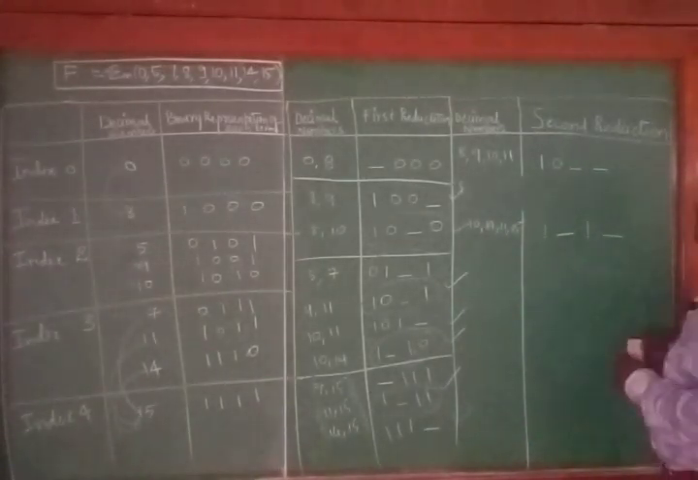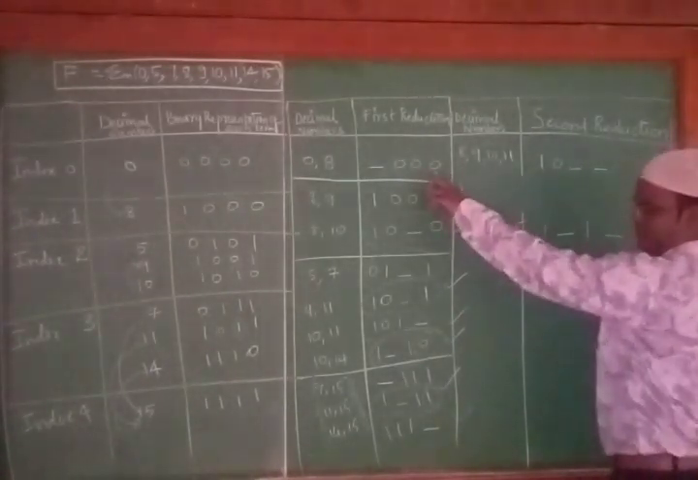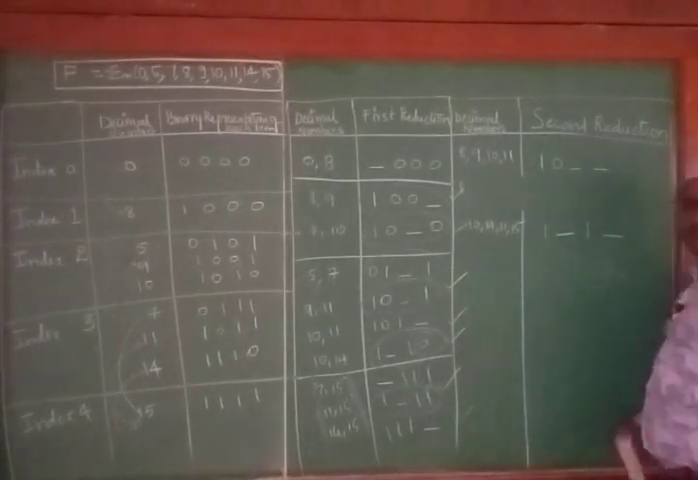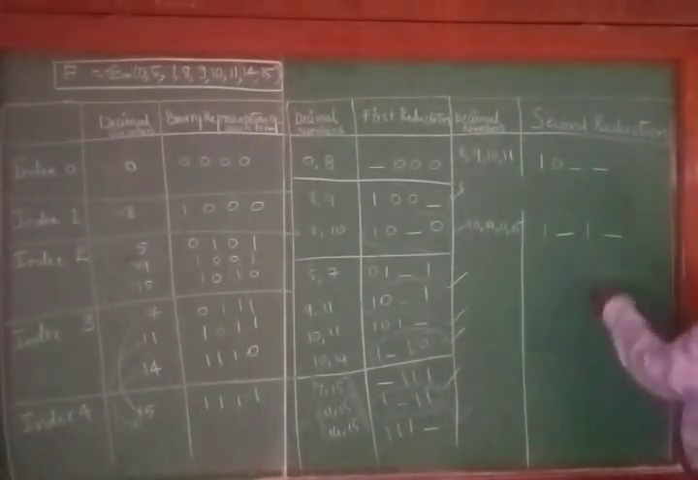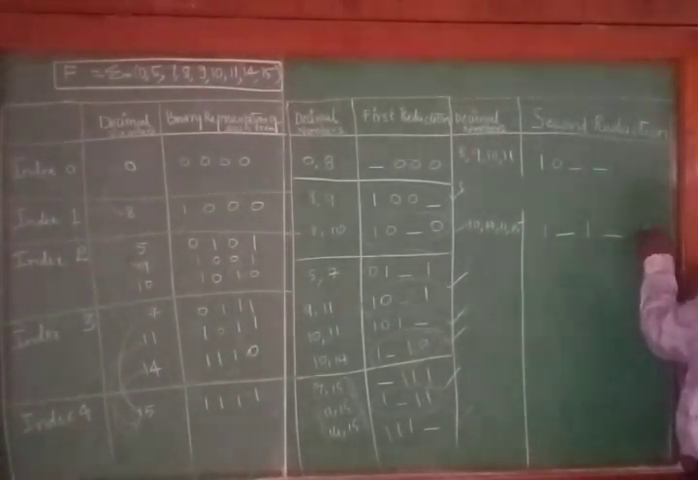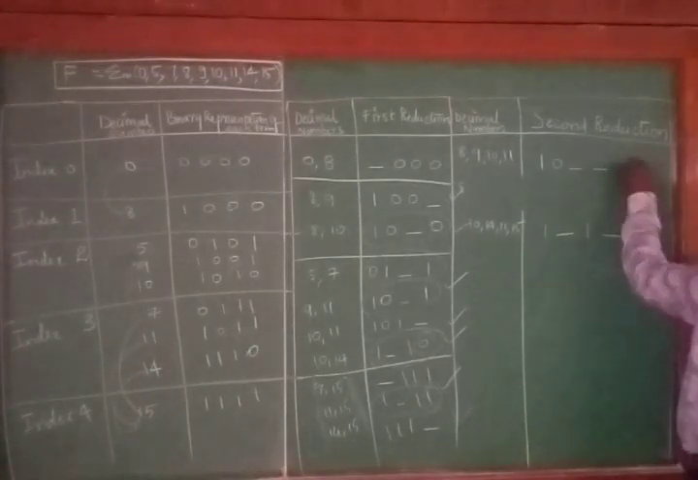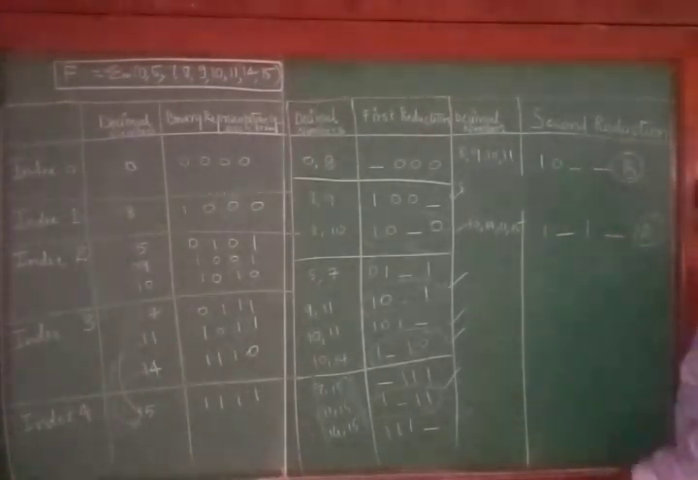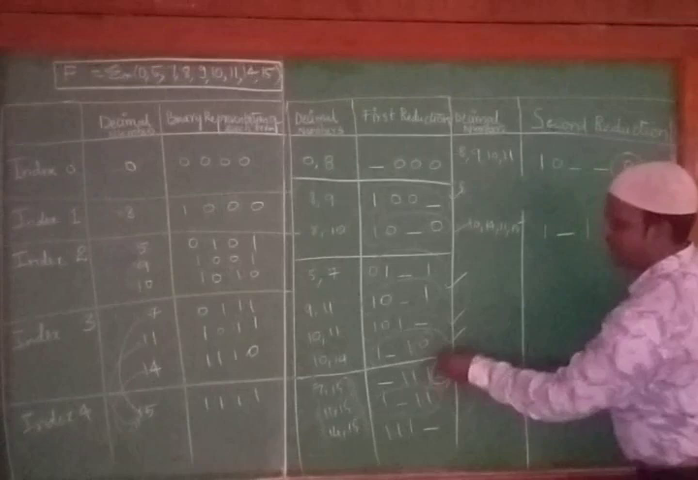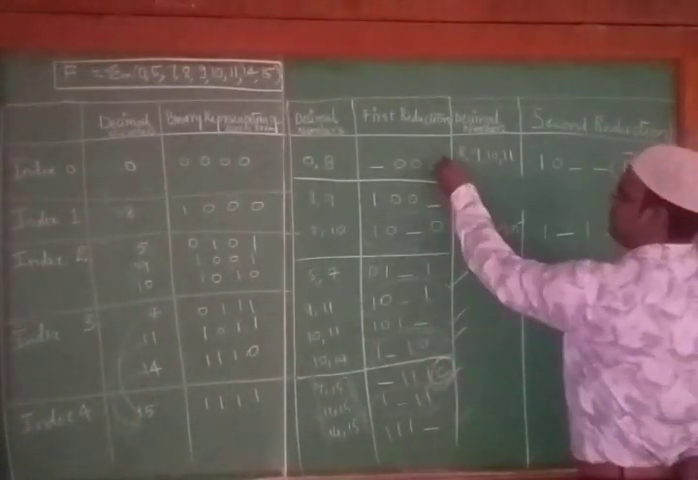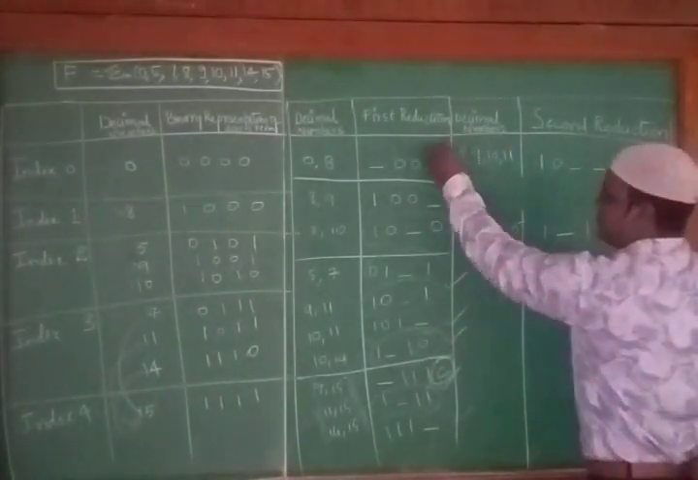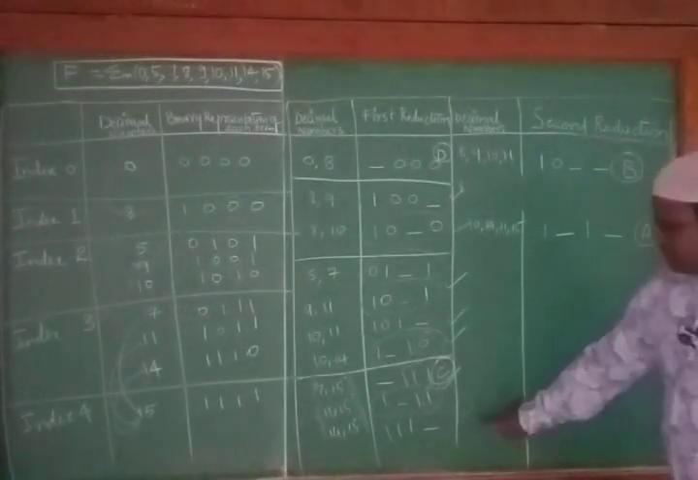So now what is left out here? This bit is left out, not possible to compare, and this bit is left out, not possible to compare. So we'll write that into some letters. We'll mention this. Suppose this is your letter A. This is your B, right? This is your C, and this is your D. And what else do we have? So this is also left out.